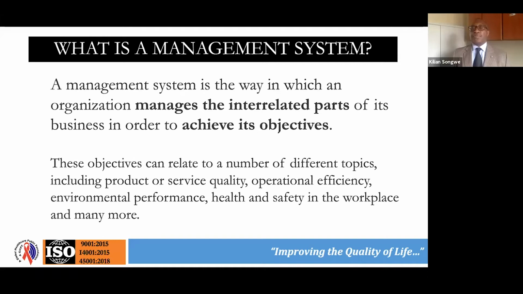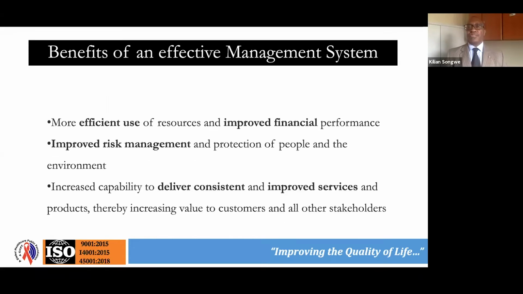And when we talk about objectives on a number of different topics, these include products or services, service quality, operational efficiency. And there is environmental performance. There is a standard 14001 on the environment. That's a pretty new standard. It just came around in the 20s. And then there is health and safety in the workplace. These are important standards for us to look at because they tie into risk and they also tie into performance. So what are the benefits of effective management systems? Because all of these come together. It allows you to be more efficient, a more efficient use of your resources, improve financial performance.